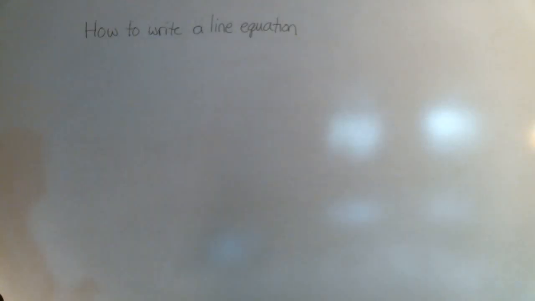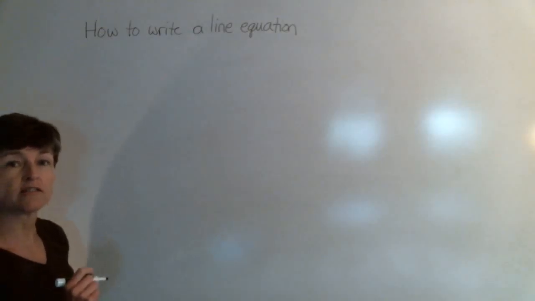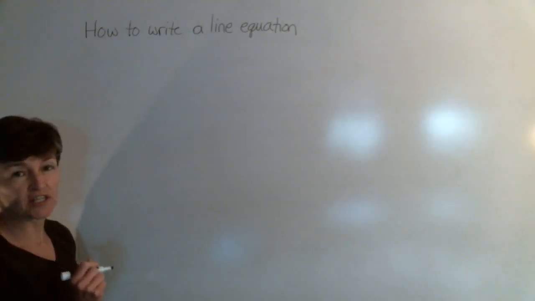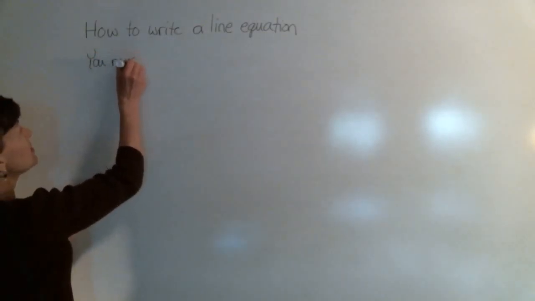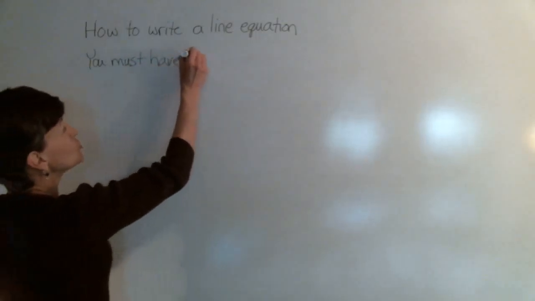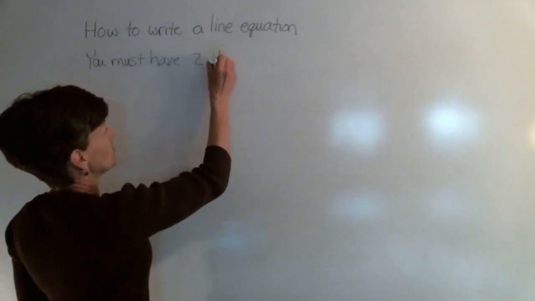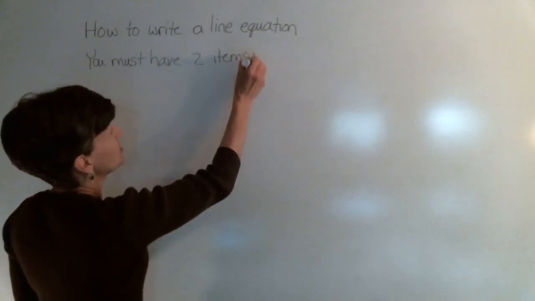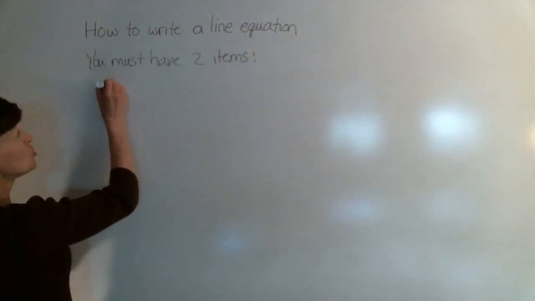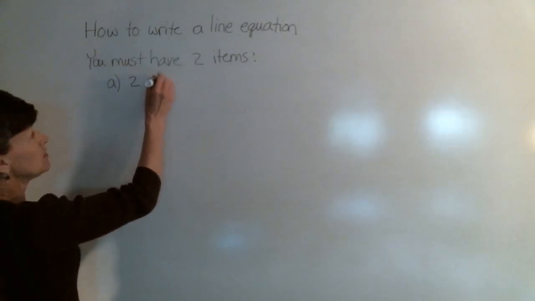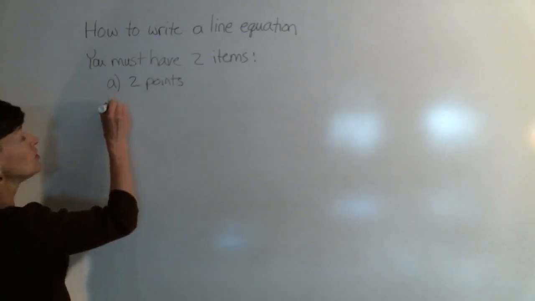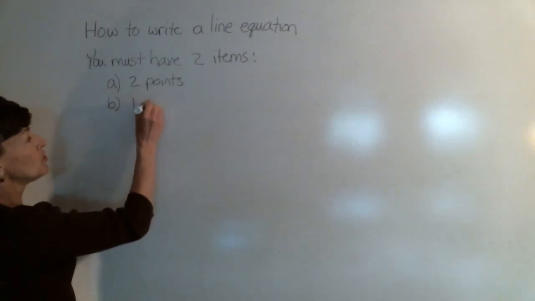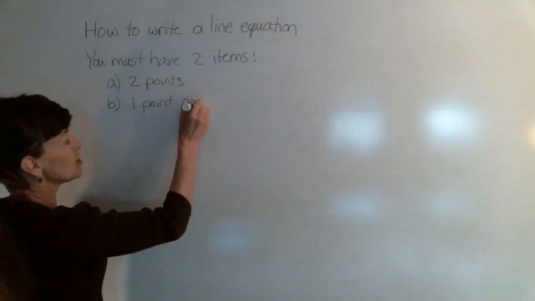Okay, let's talk about how we write a line equation. The first thing you need to know is that to write an equation of a line, you must have two items. Well, what are these two items? They could be 2 points on the line, or you could have 1 point and the slope.